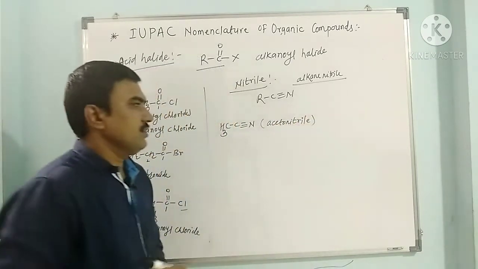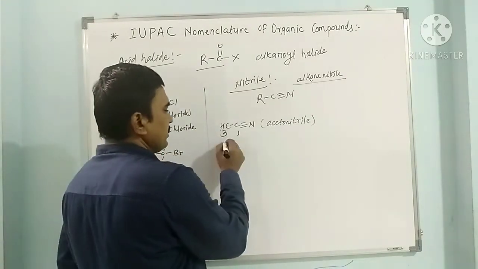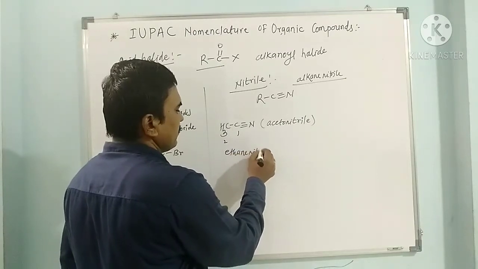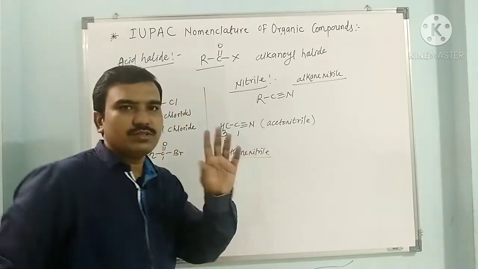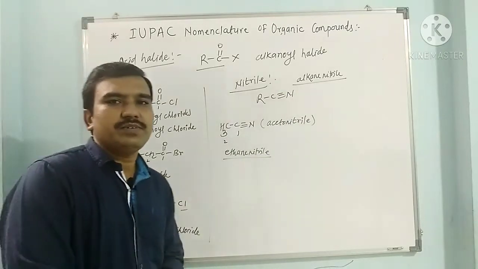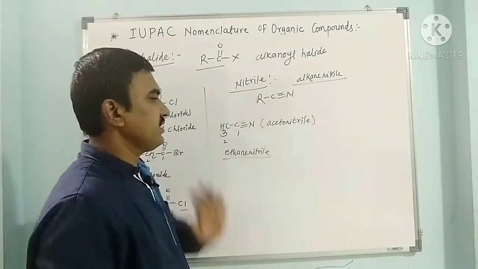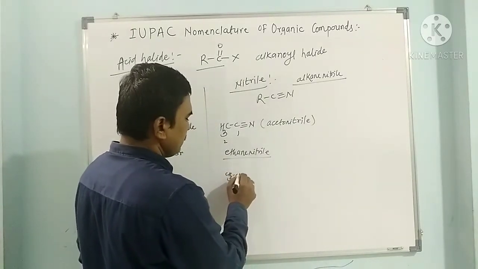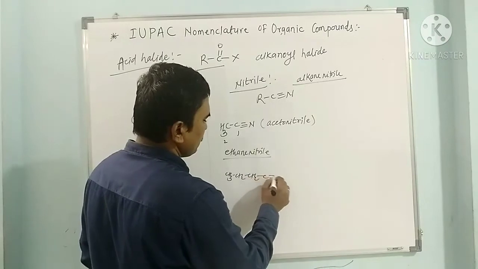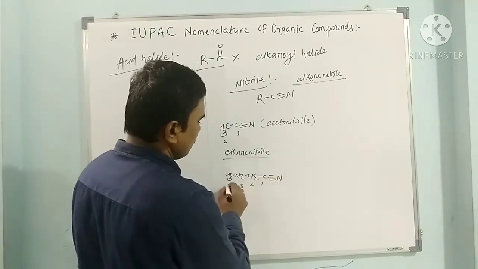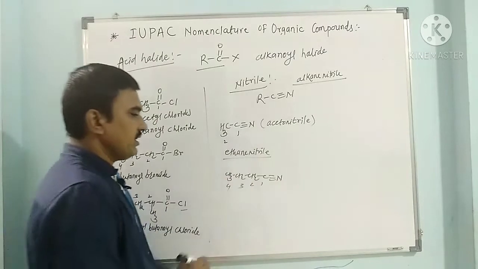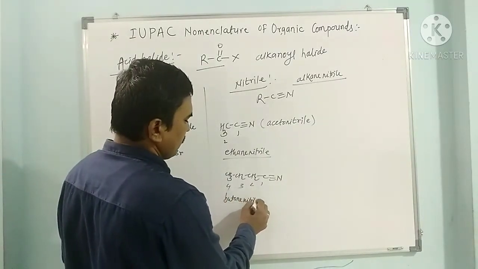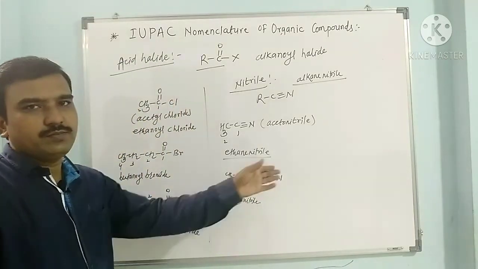Acetonitrile. How many carbons here? 2 carbons. Carbon number 1, carbon number 2. It is called ethane nitrile. Count the number of carbons and attach the suffix nitrile to this. Ethane nitrile. If there are 4 carbons, CH3, CH2, CH2, C triple bond N, 1, 2, 3 and 4 carbons, so it is butane nitrile. Butane nitrile.